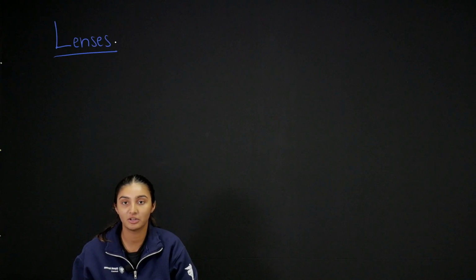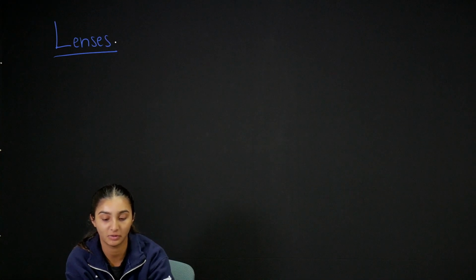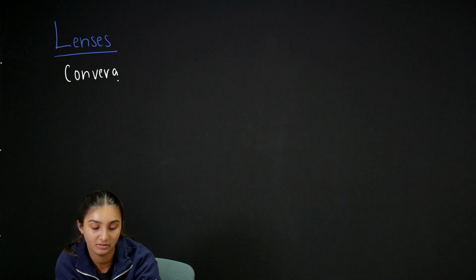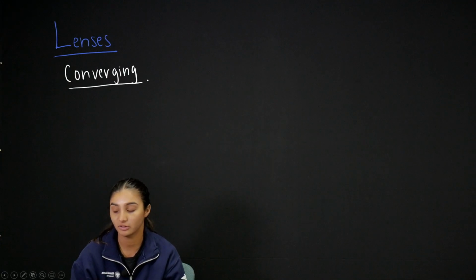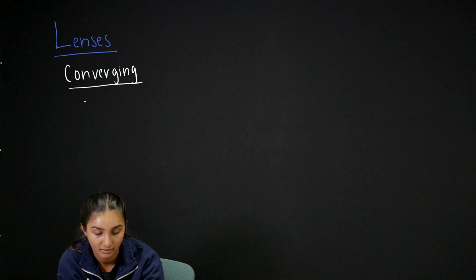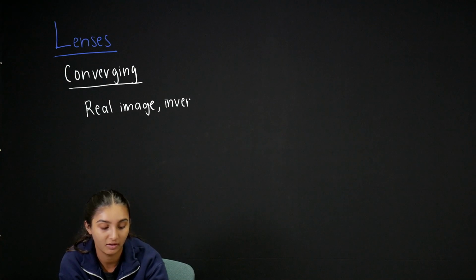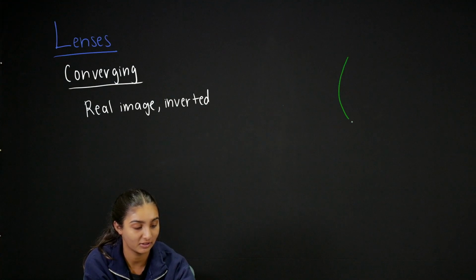So next we're going to talk about lenses. We have two different types. First we're going to focus on converging lenses. Converging lenses also have two types of images. First we're going to look at real images. We have a real image, and it's going to be inverted. What does that look like? We're going to draw our converging lens right here.